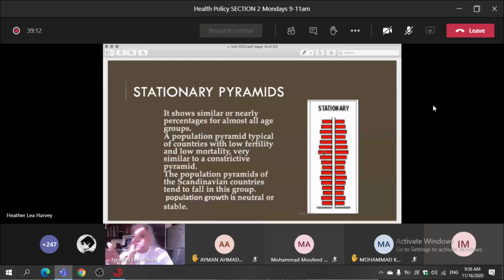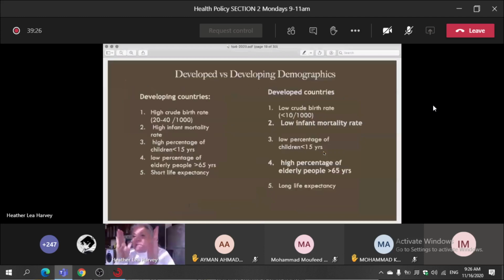So to put this back into perspective, I kind of gave you a cheat sheet here. I kind of said this is what we see in developing countries and this is what we see in developed countries. When we look at these pyramids in developing countries, what are we seeing? High birth rate. I've defined high birth rate as being 20 to 40 children per 1,000 people. We have high infant mortality. In other words, while moms are having lots of babies, we are also having lots of babies die.